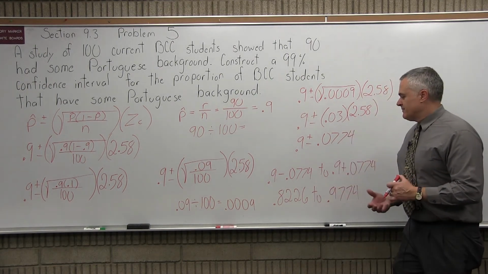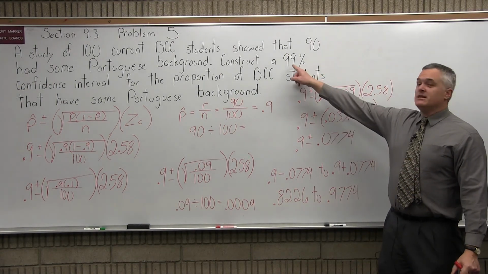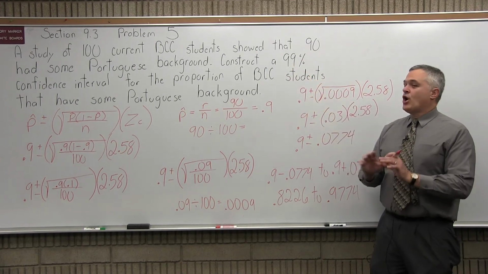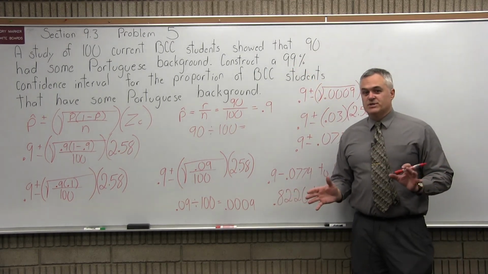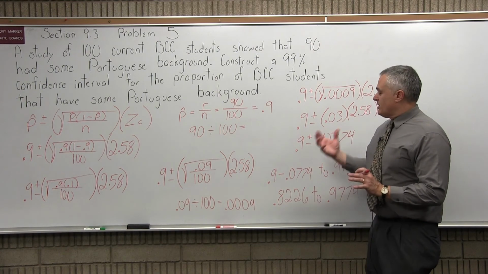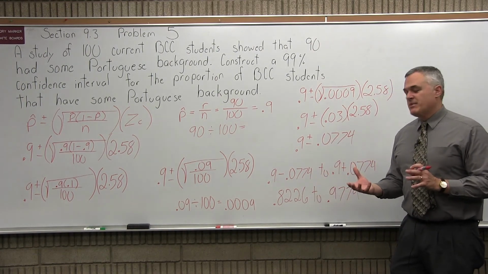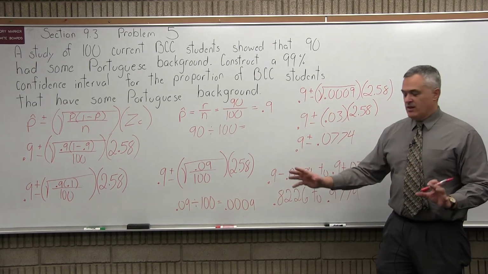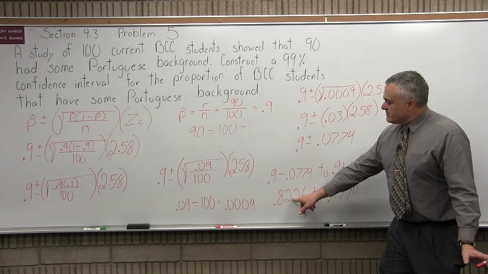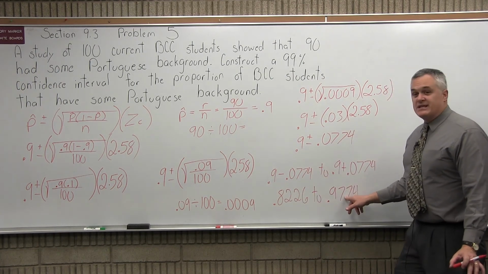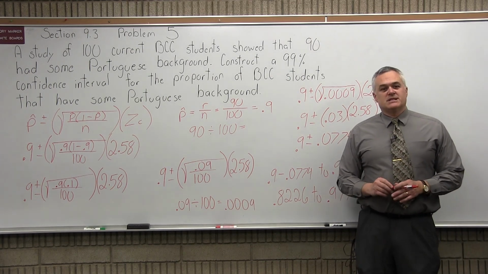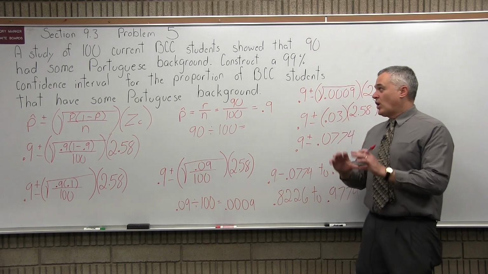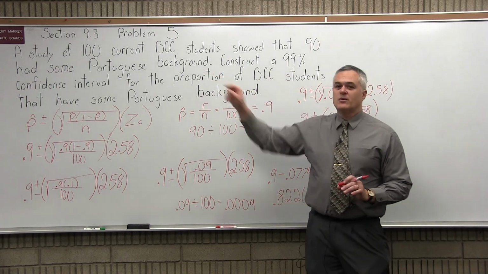Now what does this mean? This means I am 99% sure that if I studied all the students at Bristol Community College, the percentage that have some Portuguese in their background, I'm 99% sure by only studying 100, that if I studied all of them, somewhere between approximately 82% and almost 98% would have some Portuguese in their background. 99% sure for all of them based on only studying 100 students.